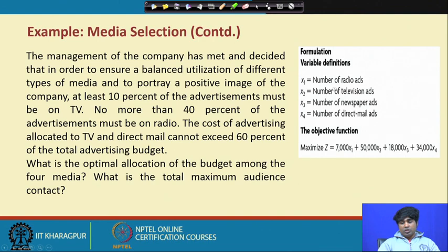This is the four variable case, x 1, x 2, x 3, x 4, for the different ways to put the advertising, with respect to radio, television, newspaper, and emails. Accordingly, the objective function is to maximize Z equal to 7,000 x 1, 50,000 x 2, 18,000 x 3, and 34,000 x 4. That is how the problem structure is, the basic requirement, and then with respect to the constraints we look for the solution.